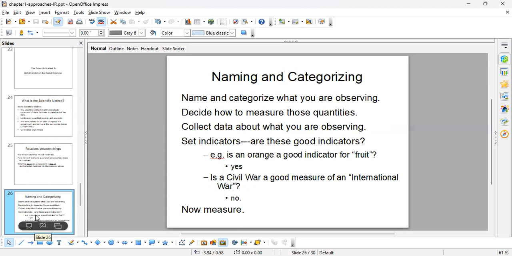You also have to decide how to measure these quantities. Because in the scientific method, you're about measuring and observing and taking pictures and looking at the color changes and measuring some level of output. Maybe it's mass or whatever it is, but you have to measure. And you have to decide how to measure these quantities.